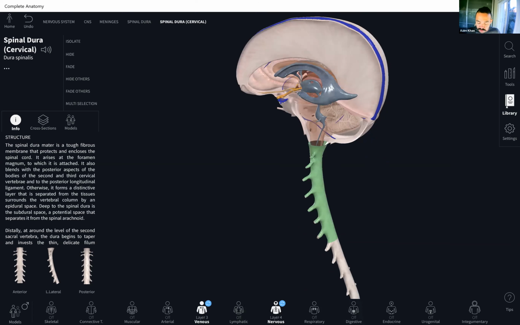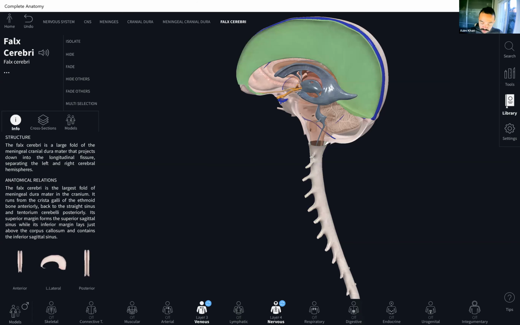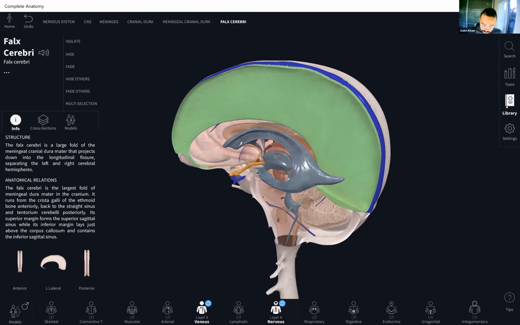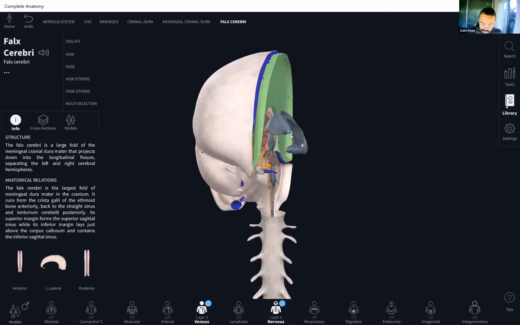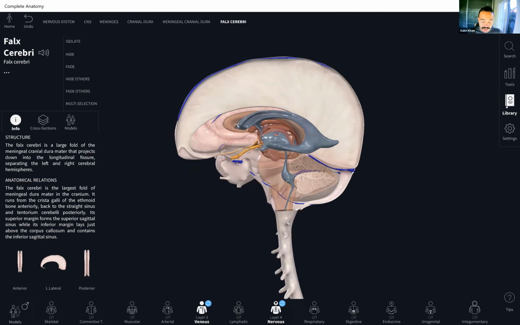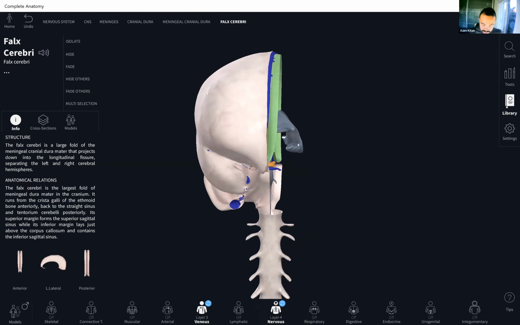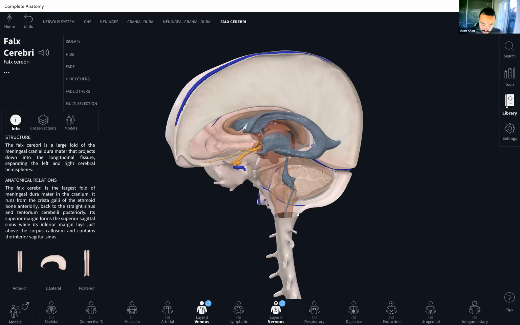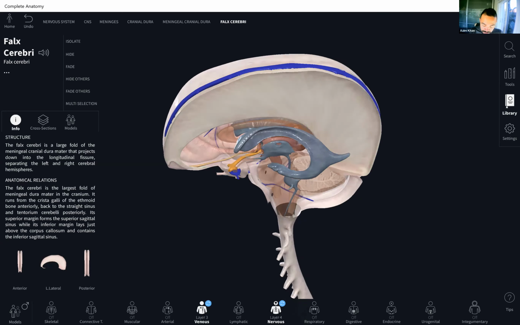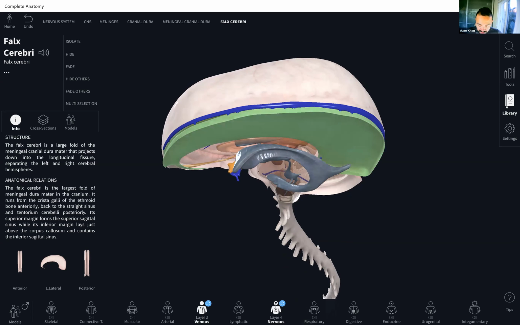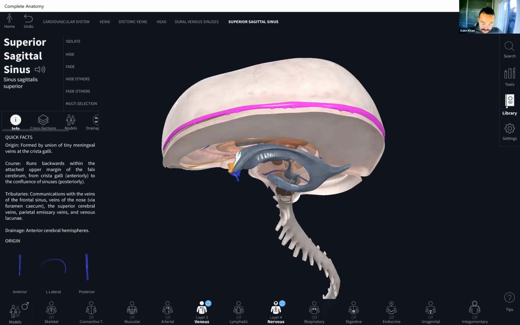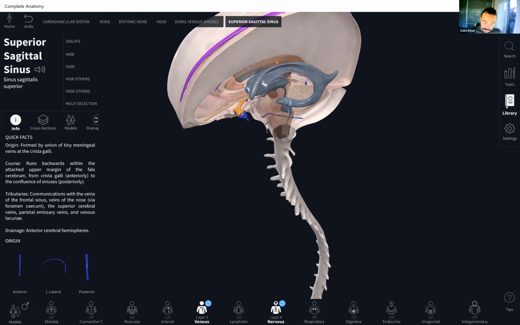That fused dura mater in the longitudinal fissure, that's the falx cerebri. That's what we see here. You can see that it forms a crescent shape. So it doesn't fully separate the hemispheres, but it is between the hemispheres within that longitudinal fissure. You can see an example of a dural venous sinus sitting in a little gap between the dura mater.